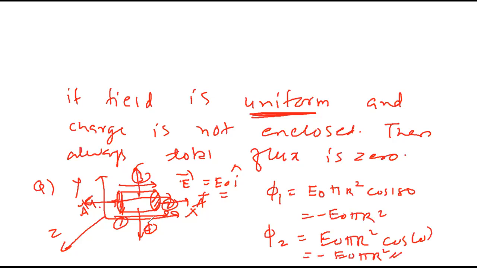Then for flux through the third and fourth faces, can I write directly 0? Yes, because the area vector is perpendicular. Now the total flux will be also zero. Next question, copy.